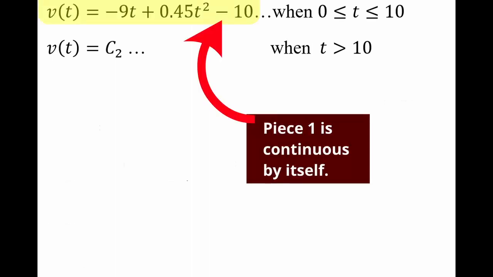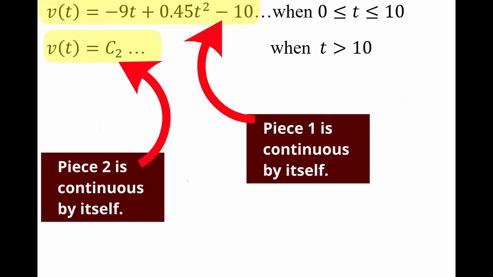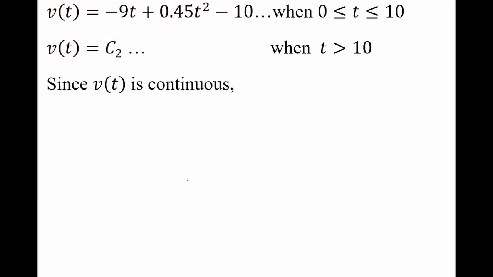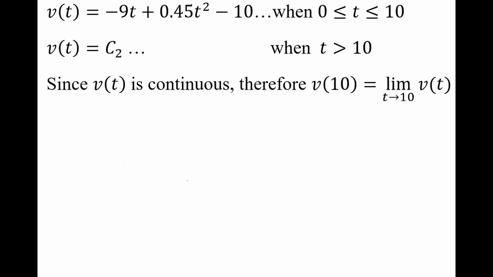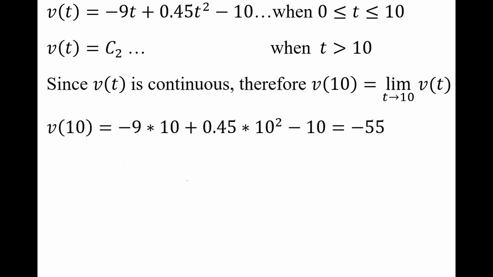Looking at the function v(t), it's clear that each of the individual pieces are continuous by itself. But in order for v(t) to be continuous as a whole, the function must be continuous where the two pieces meet at t equals 10. This means that v(10) equals the limit of v(t) when t approaches 10. v(10) equals negative 55. But what is the limit of v as t approaches 10?